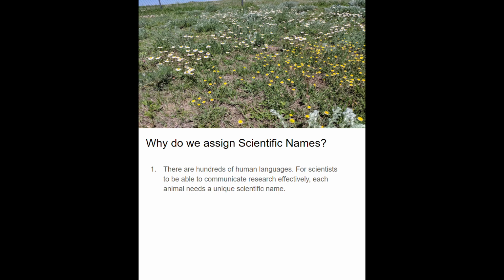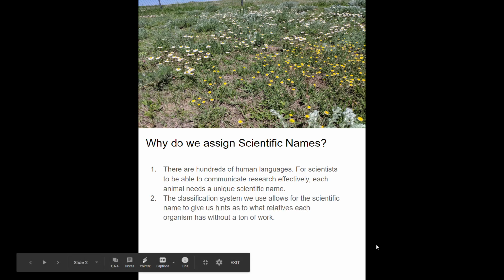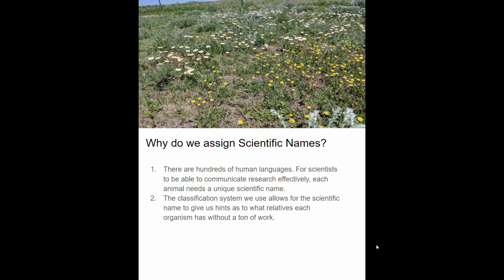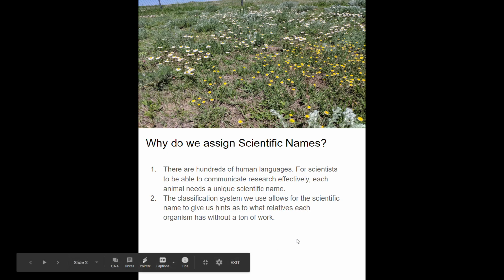If they're using Ursus whatever, some sort of bear, they want to be calling it the same name throughout so they don't get confused or mixed up. The classification system we use allows the scientific name to give us hints as to what relatives each organism has without a ton of work. So when we talk about Canis lupus and Canis familiaris, Canis lupus being gray wolf and Canis familiaris being your pet dog, we know that they're closely related because of that Canis genus that they have. And we'll talk about genus and species in a minute here.